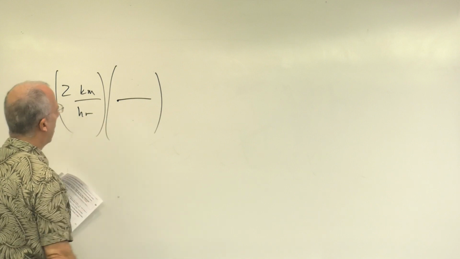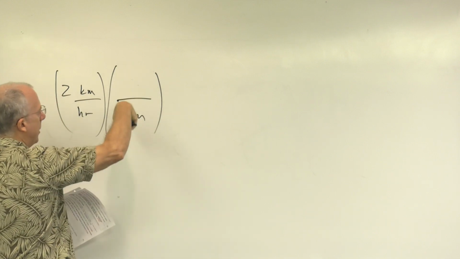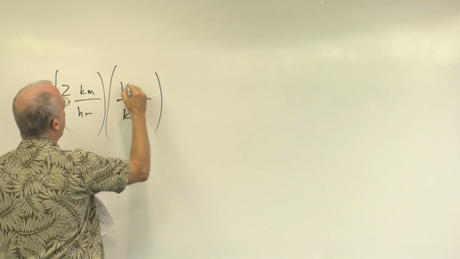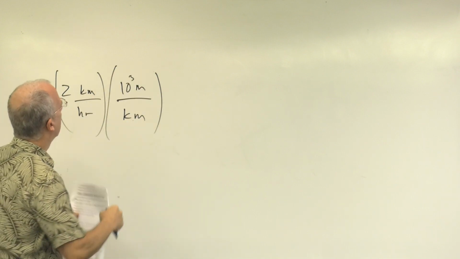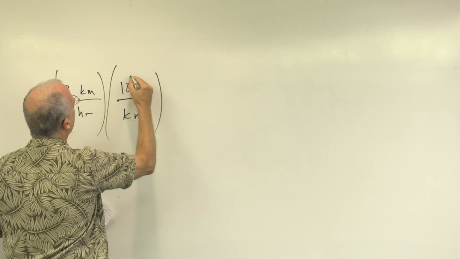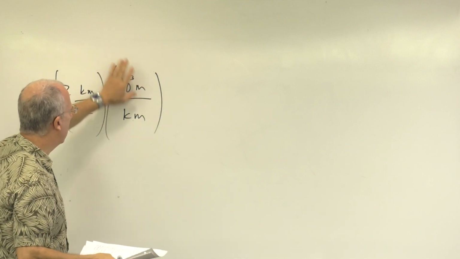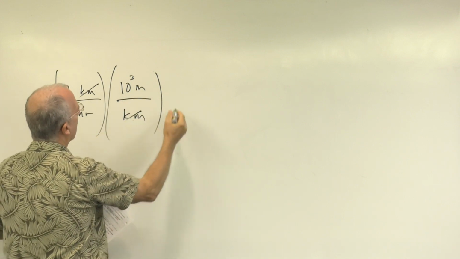Let's say we want to get rid of the kilometer. If I want to get rid of the kilometer, I've got to put it on the bottom. But this is supposed to be equal to 1, and I want a meter, right? So 10 to the third meters equals a kilometer. So this is equal to 1. I haven't cheated, it's perfectly legal. And I can get rid of that and get rid of that. So now I have a meter.